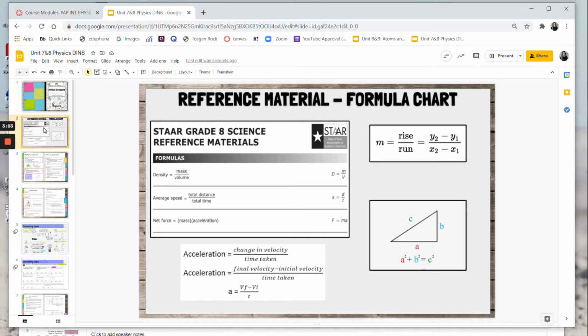On the second slide is just your reference materials. These are all the formulas that you're going to need for this unit. This unit uses a lot more math than we've been using, but of course you should always get the formulas. I just can't tell you how to convert them, but you will get the formulas on the STAR test and such.